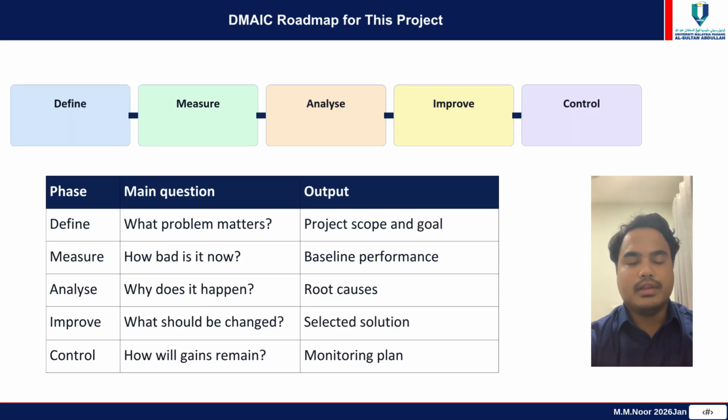DMAIC roadmap for this project. So this slide shows the overall roadmap of the project. The define phase explains what problem needs to be solved. The measure phase identifies the current performance using data. The analyze phase finds the root cause of the delay. The improve phase proposes suitable solutions, and the control phase ensures the improvement can be maintained in the future.